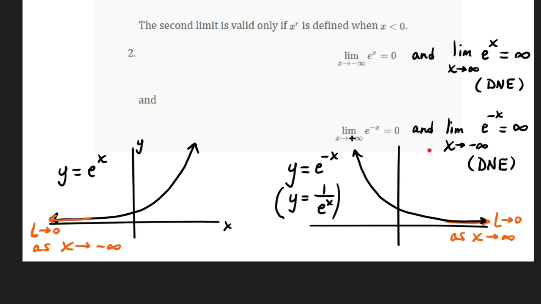For the bottom set of limits, look at the graph of y equals e to the negative x. That can also be written as 1 over e to the x. This graph, when x approaches positive infinity, you come over here far to the right side, and your function is approaching 0 as x goes to positive infinity.